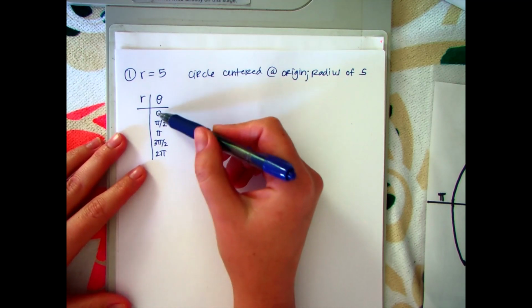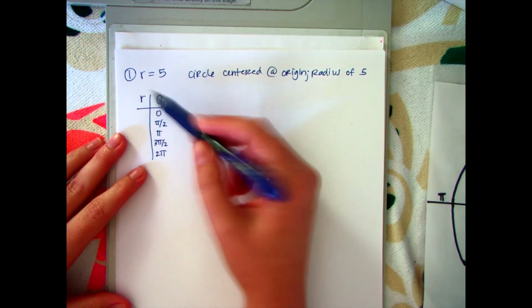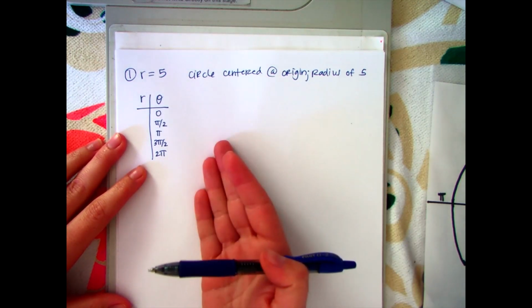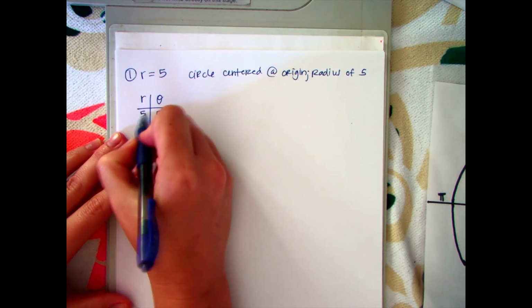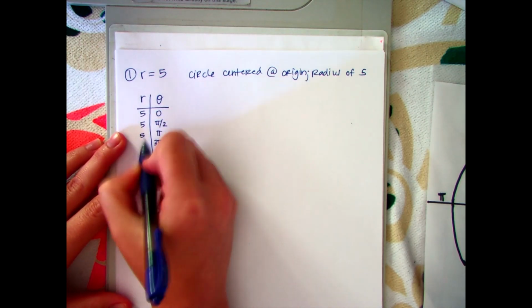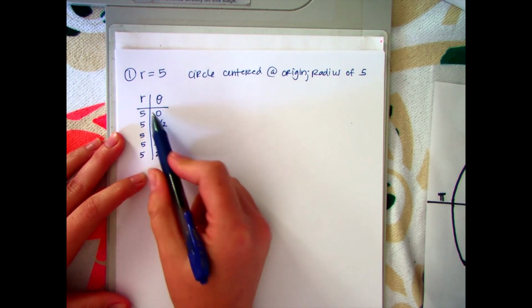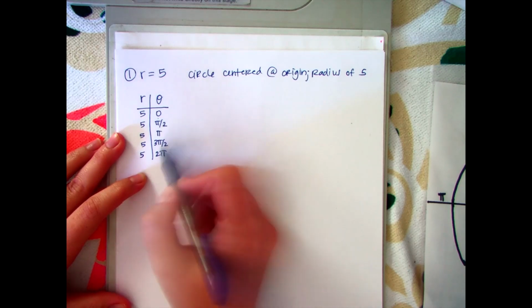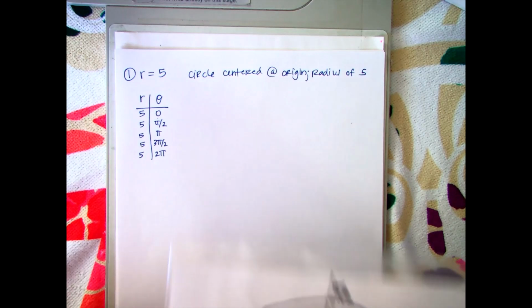So if I plug in these angles to the equation for theta, I want to know what the output value is. So if I look back at this equation, well, there's no theta to plug in. So all we're doing is saying r is going to be 5 no matter what the value of theta is. So even if theta was an angle in between 0 and pi over 2, or any of these other ones, we would be able to really understand that the output value is always 5.